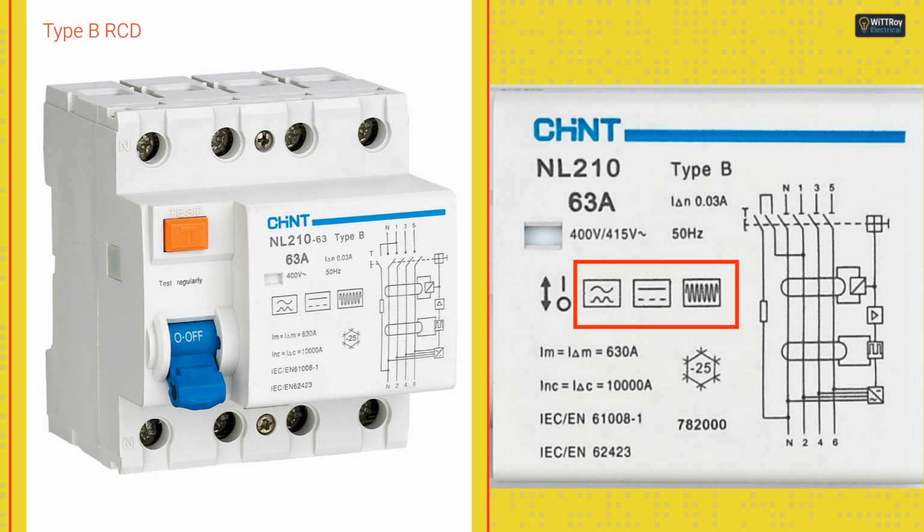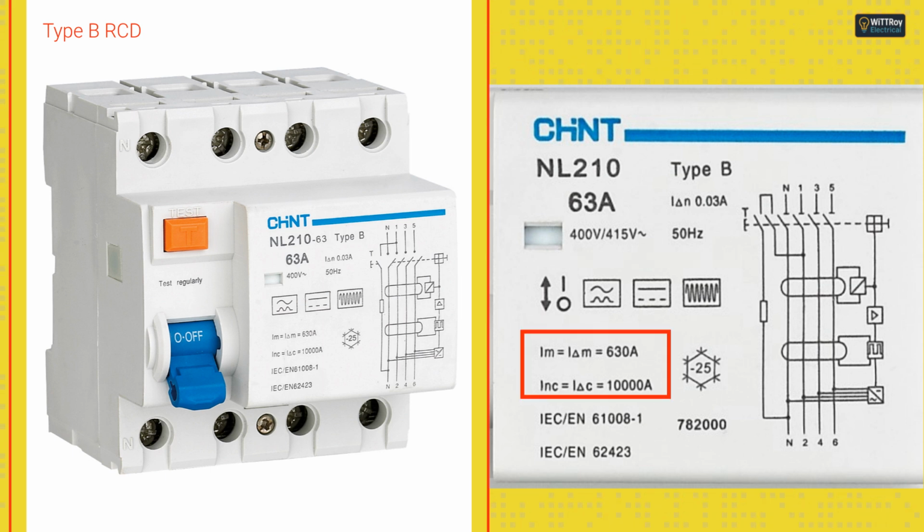Now look at the symbols. The symbols can detect AC leakage, pulsating DC leakage, smooth DC leakage, and high frequency AC leakage, so it is type B RCD. Type B RCDs are used for equipment such as EV chargers, solar inverters, battery systems, and variable speed drives. I can see Im equals I delta m equals 630A. This means the RCD contacts can safely make and break residual fault current up to 630 amps under test conditions.